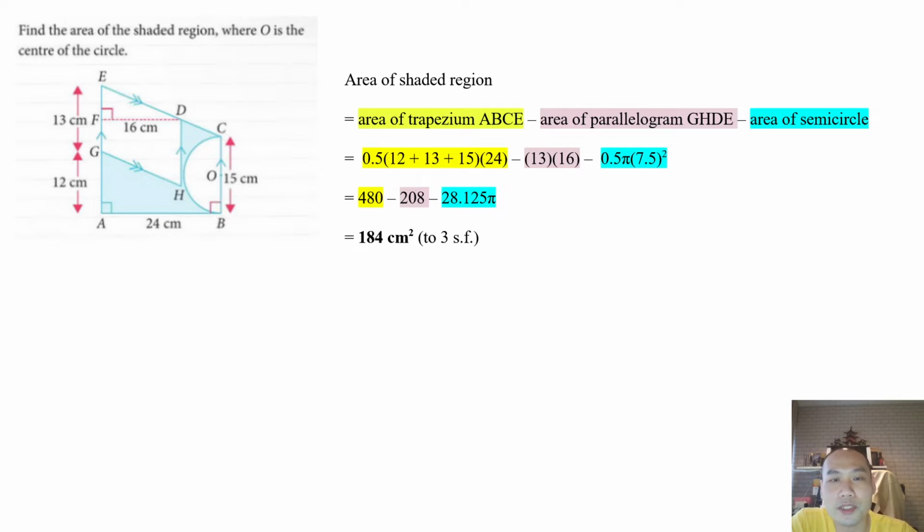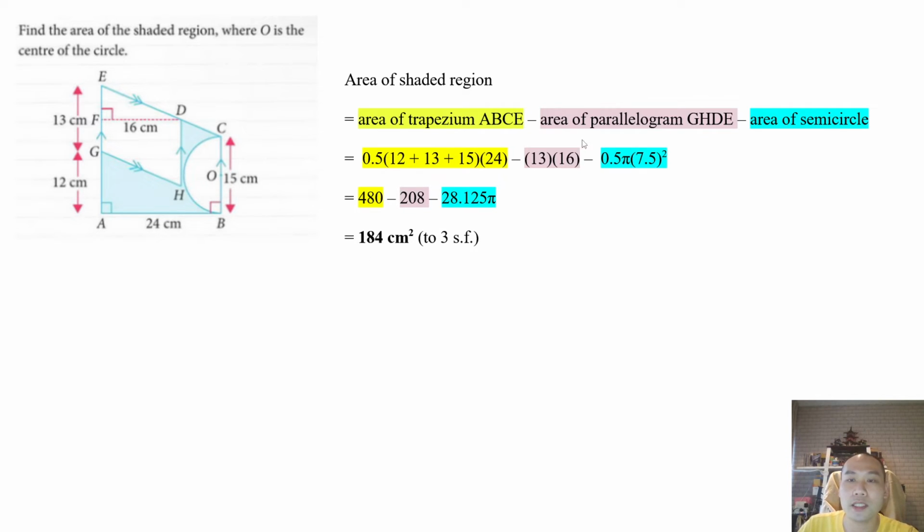The area of the trapezium, based on the formula that we know, is the sum of the two parallel sides. In this case, it'll be 15 plus 12 plus 13. We add them up, and then divide by 2 or multiply by 0.5, which is the same thing. Then we multiply by the perpendicular distance between them, which is 24. That results in 480 for the area of the trapezium.